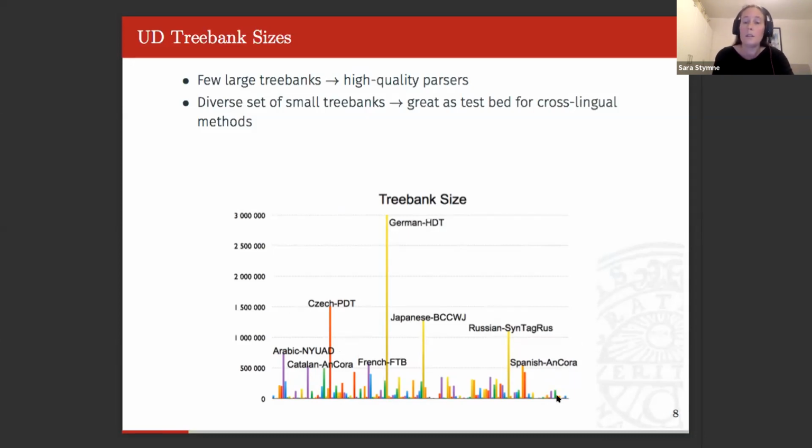But this is at the same time a really great test bed for cross-lingual methods, because we have these harmonized annotations. And we also have, especially for the smaller treebanks, quite a diverse set of languages from a high number of different language families. While the larger ones are predominantly Indo-European, there are some exceptions like Japanese. The small ones have much more diversity. So this is really nice for this type of work.